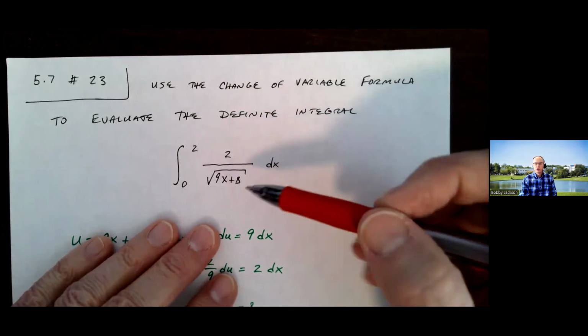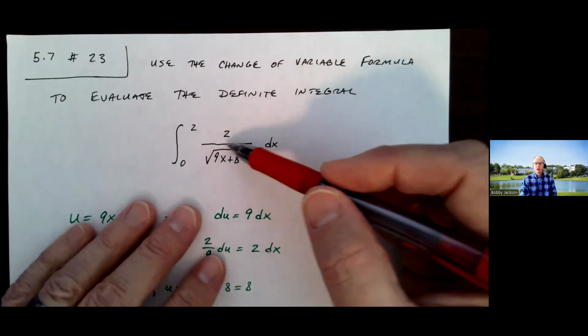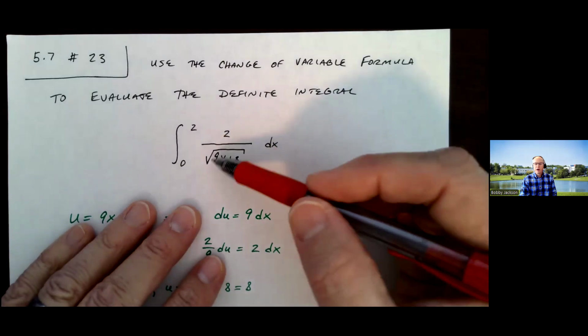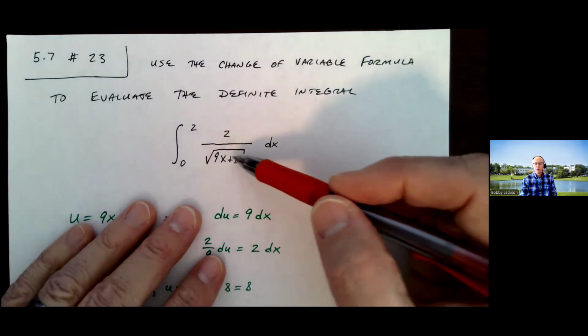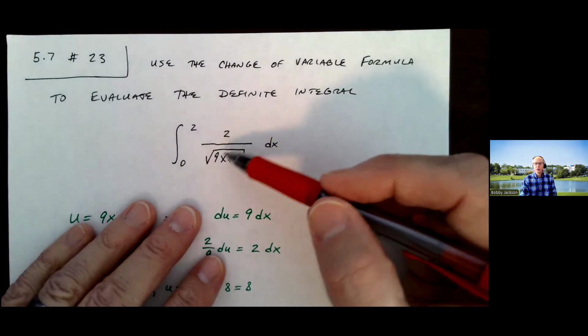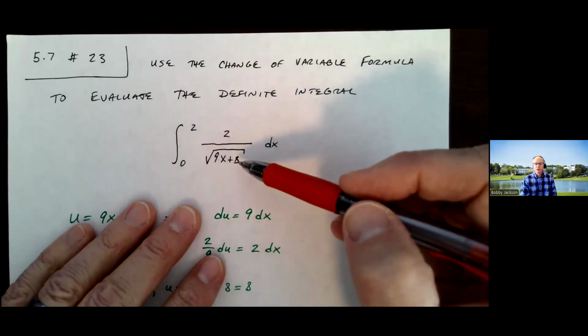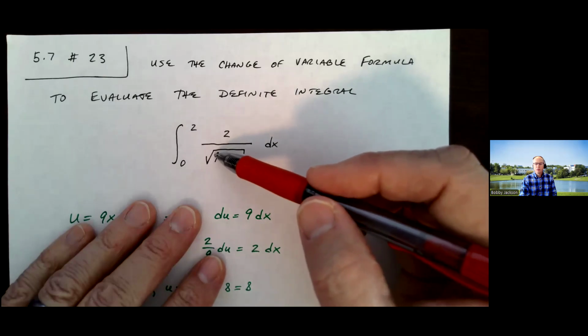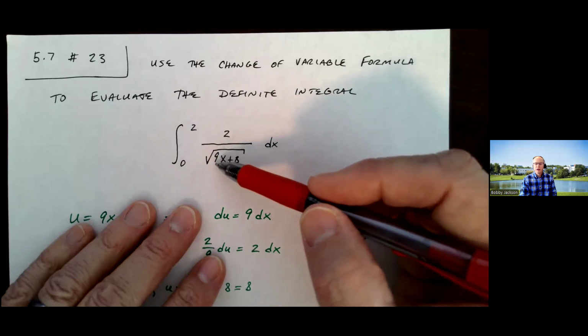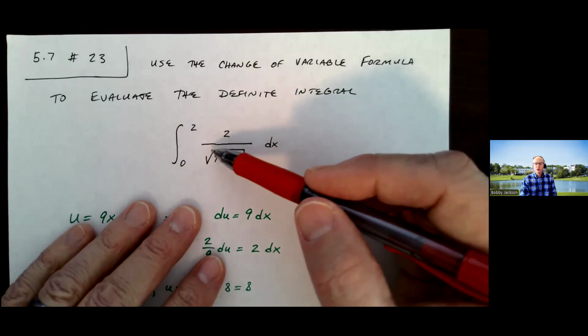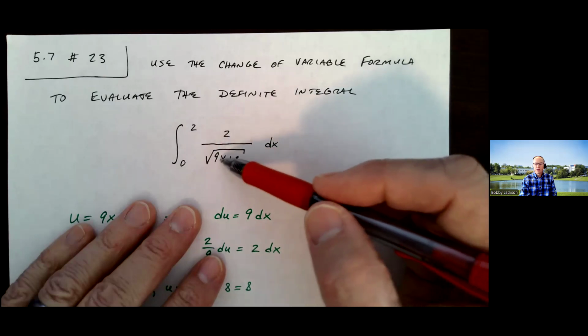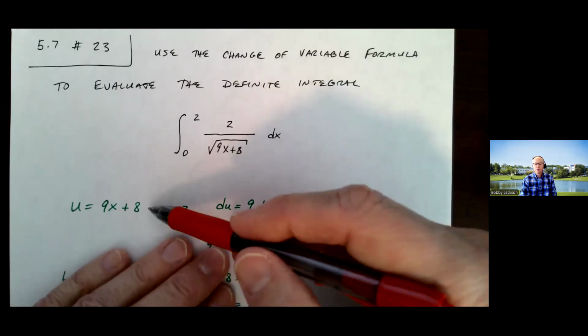So what would you choose for your substitution here? Well, I hope you see it. We have 2 divided by what? The square root of the quantity 9x plus 8. Again, your numbers here may be slightly different, but should be very similar to this problem. So I'm going to let u be that inner function under the radical here, 9x plus 8. I'll let u be 9x plus 8.